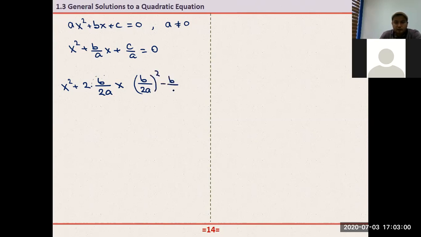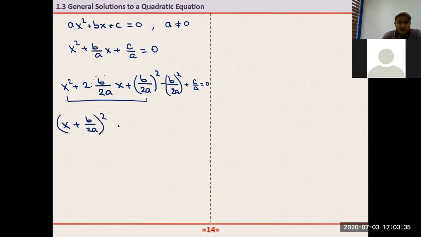Minus b over 2a squared. And still I have here c over a plus c over a. On the right hand side we have 0, right? Now if you observe the first 3 terms, what is it? It gives us a perfect square, something squared, right? x squared plus 2 times this times x plus this squared. Here we have plus. So now I can write it as x plus b over 2a squared, right? And the rest are just numbers, right? Take them to the right hand side.